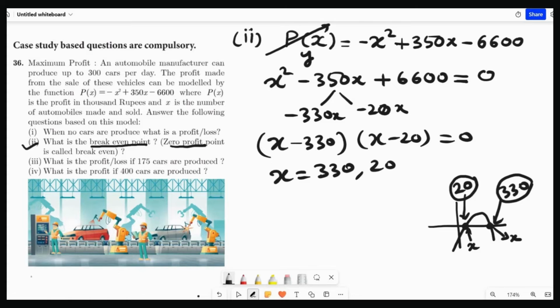How to understand this? See, in the beginning of the question, they said the automobile manufacturer can produce up to 300 cars per day. Less than 300 cars means 20. So if fewer cars are produced, then there is no profit. 330 is greater than 300, which means more than the required cars are produced, more supply than need, and then also there is no profit. So at the break-even points, when a smaller number of cars is manufactured, there is no profit, and when more than the required number, that is 300, are made or sold, then also there is no profit.